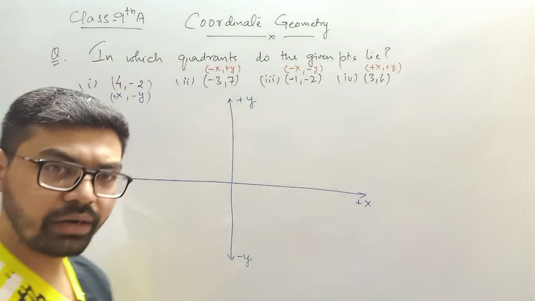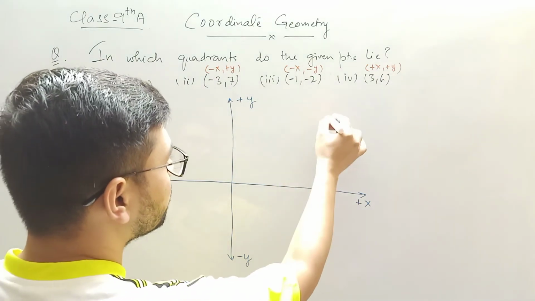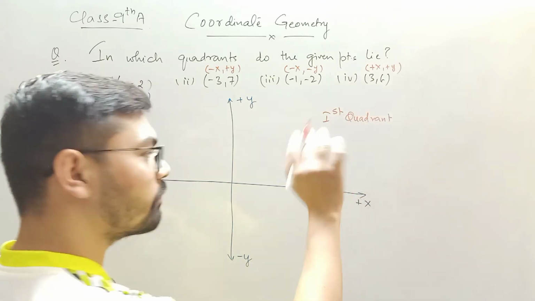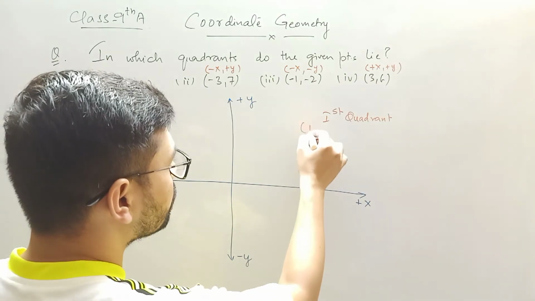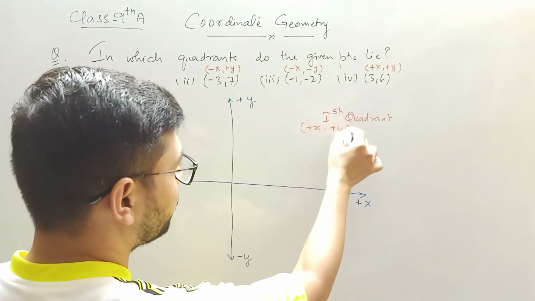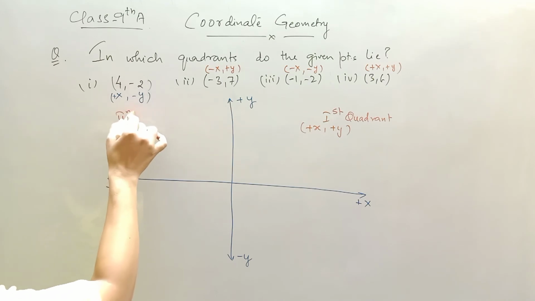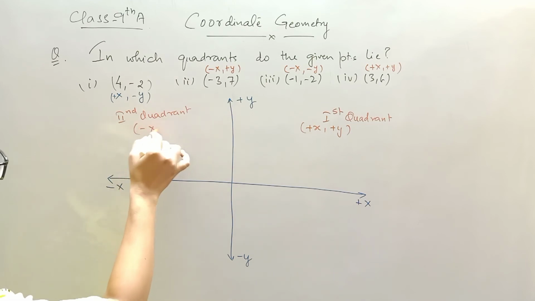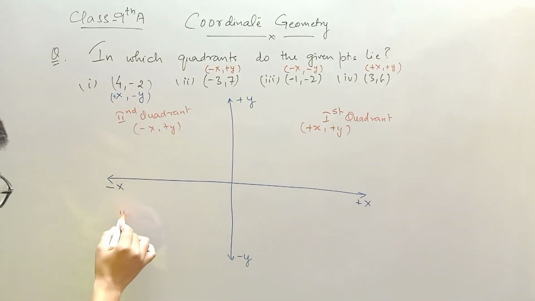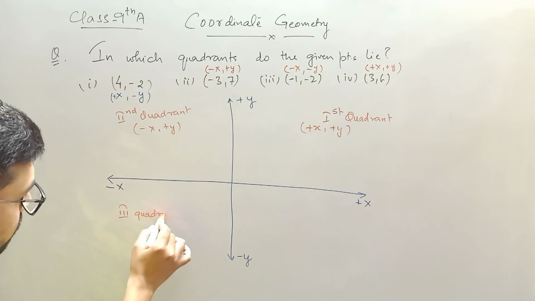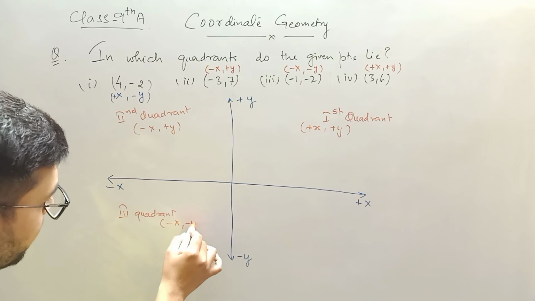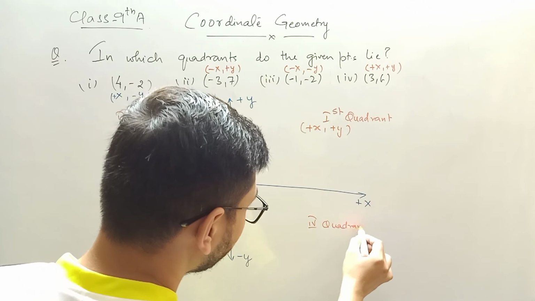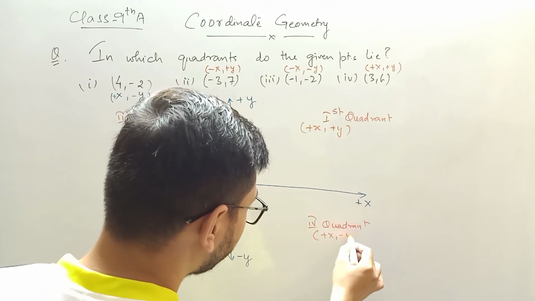So I have a prior knowledge of this, that in the first quadrant I have both x and y positive, right? So here I have positive x and positive y. In the second quadrant, I have negative x and positive y. In the third quadrant, I have negative x and negative y. And in the fourth quadrant, I have positive x and negative y.